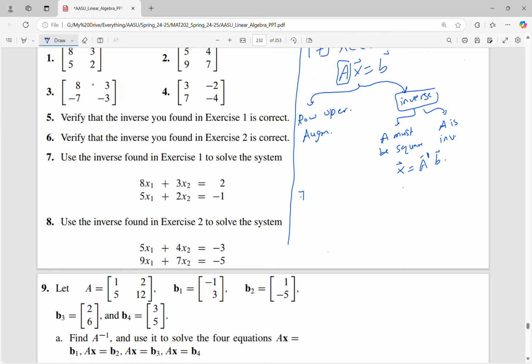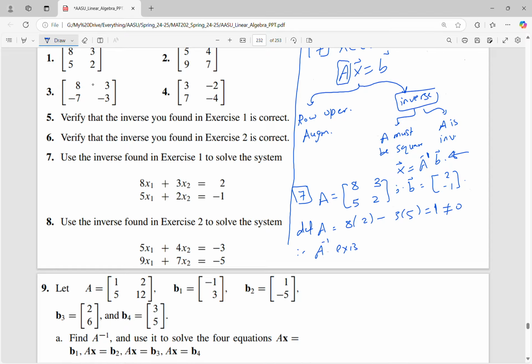So if you look at question number 7, what is the coefficient matrix? It's 8, 3, 5, 2. What is B? It's 2, -1. Now, can we solve the system using the inverse? This depends on whether A has an inverse. If A has an inverse, we can. So how do we check that? We compute the determinant, which is 8 times 2 minus 3 times 5, that's 1. And because the determinant is not 0, A inverse exists.